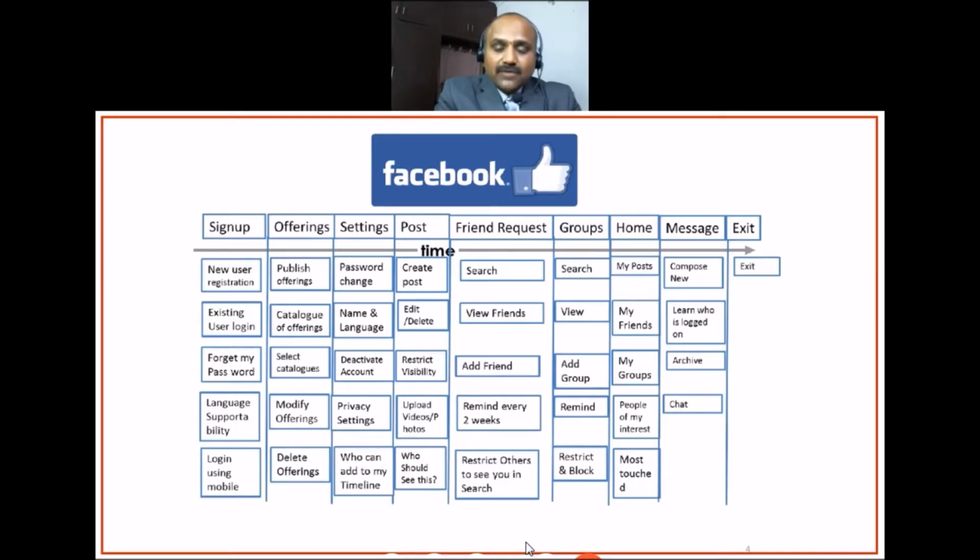Similarly, offerings is a feature set. It has a bunch of features underneath. So you can apply this example to any application you take up. It can be basically any app. Primarily I'm taking a software application as an example here. The vertical things are the list of features, whereas the top horizontal bar shows the feature sets.